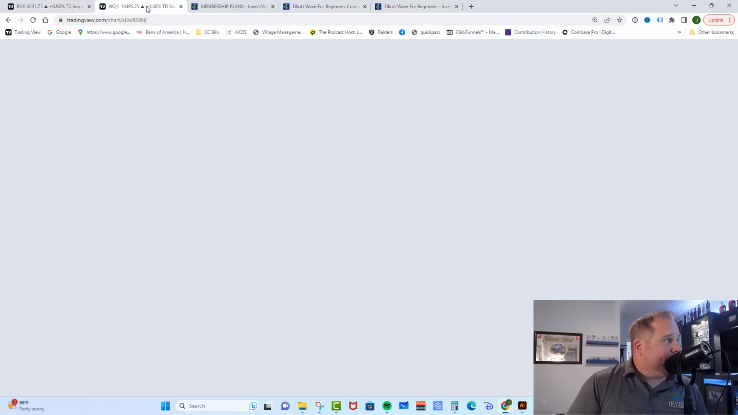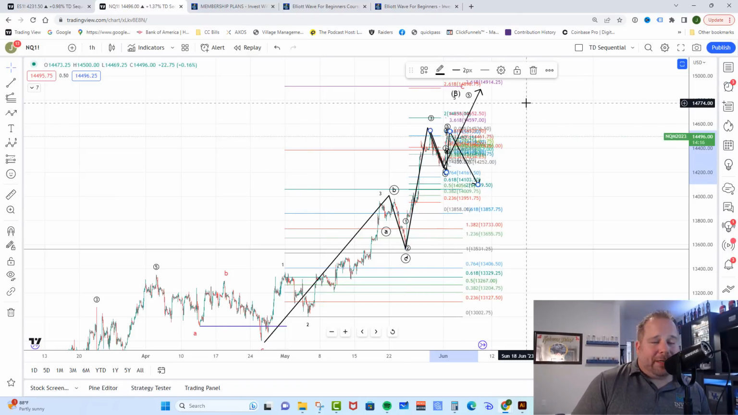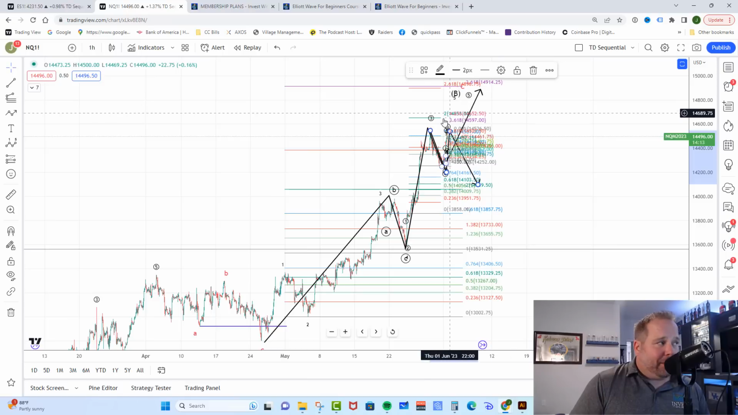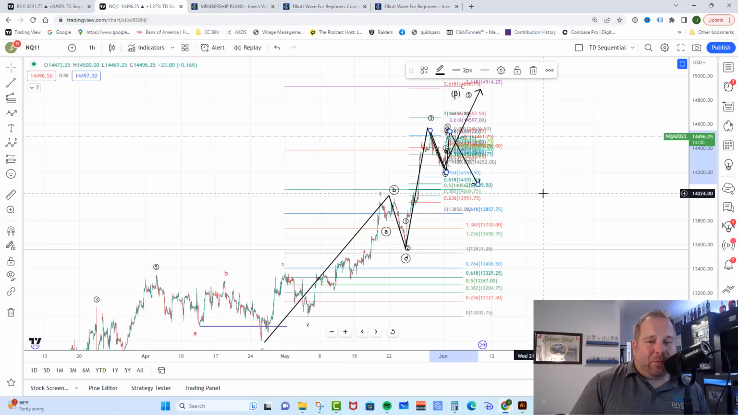Over on the NASDAQ, much cleaner setup. The NASDAQ's been leading and telling the truth the whole time. It does have a bullish setup up toward the 14,650 to 14,900 area. However, if they can break down below the 14,102 area, then it would more likely become the top is in and we're on our way down.